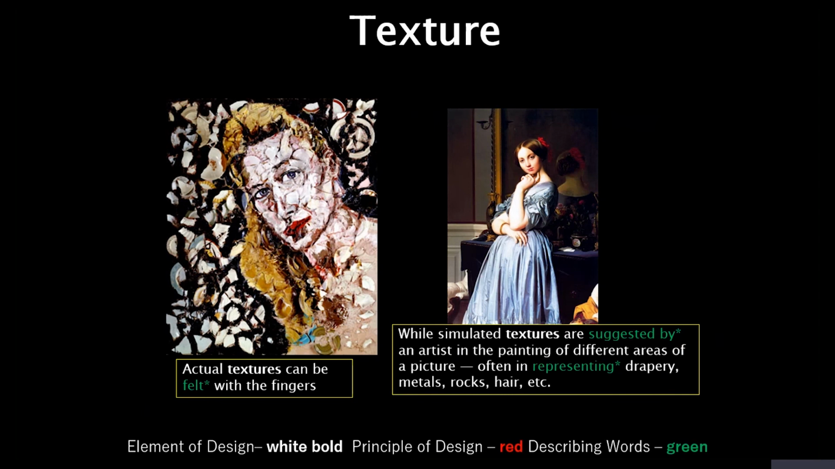On the other hand, on the right side, we have the simulated textures. These are suggested by an artist in the painting of different areas of a picture. It just represents metals, rock, and so on. In our picture, when you see it, you can define the texture. But when you touch it, it's still smooth, but by just looking at the artwork, you can see that there is this feel on the object.